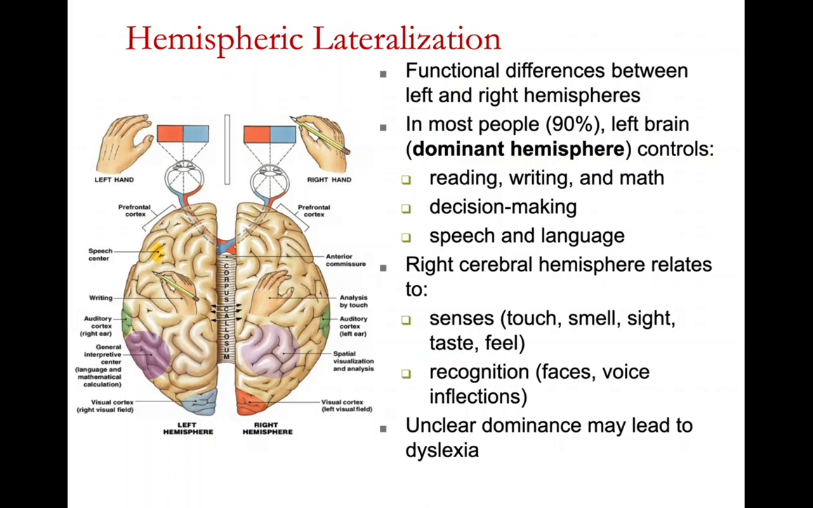With hemispheric lateralization, you have functional differences between the right and left hemispheres. In most people, the left brain is a little bit more dominant. It doesn't mean that you don't use the right brain, it's just the other side is slightly more dominant. So that's how it controls reading, writing, math, decision-making, speech, and language. The right cerebral hemisphere relates to senses like touch, smell, sight, taste, feeling, recognition of faces, and voice inflections. Sometimes when there's unclear dominance, it may actually contribute to dyslexia.